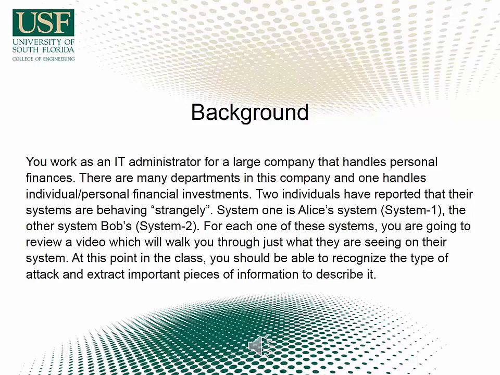And what we're going to do now is we're going to get a report from two individuals that are saying they're having problems. Their systems are acting strangely. That's usually how it starts out. The first system that we'll review is Alice's system. The second system is Bob's.